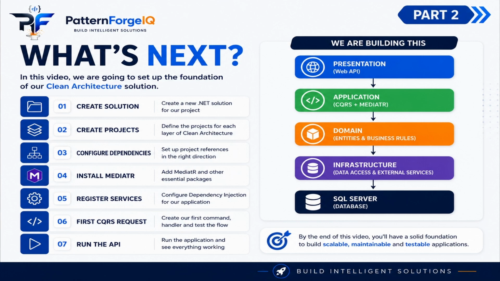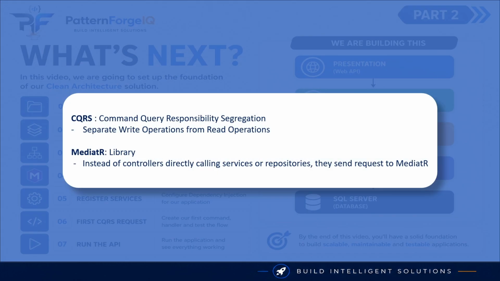Before we start coding, let's quickly understand two important concepts we will use throughout this series. The first one is CQRS. CQRS stands for Command Query Responsibility Segregation. CQRS simply separates write operations from read operations. Commands are responsible for creating, updating, and deleting data. Queries are responsible for retrieving data. This separation makes our application easier to maintain, easier to test, and easier to scale.